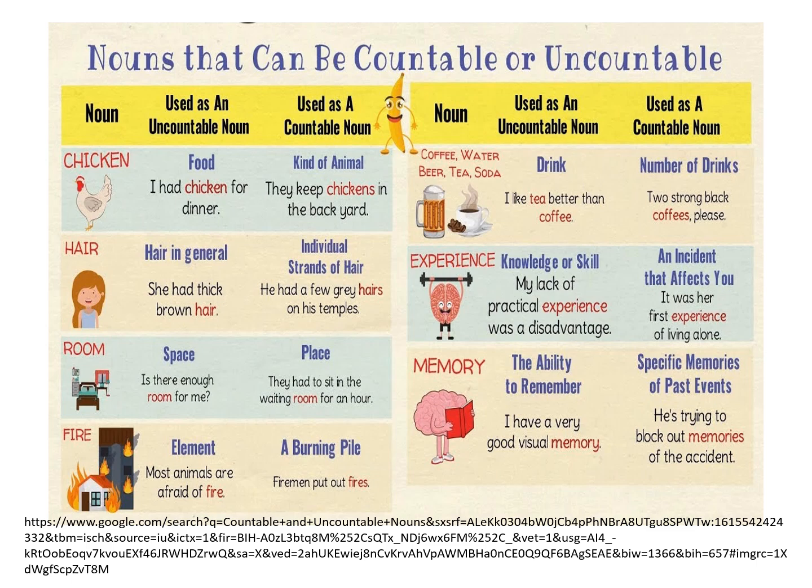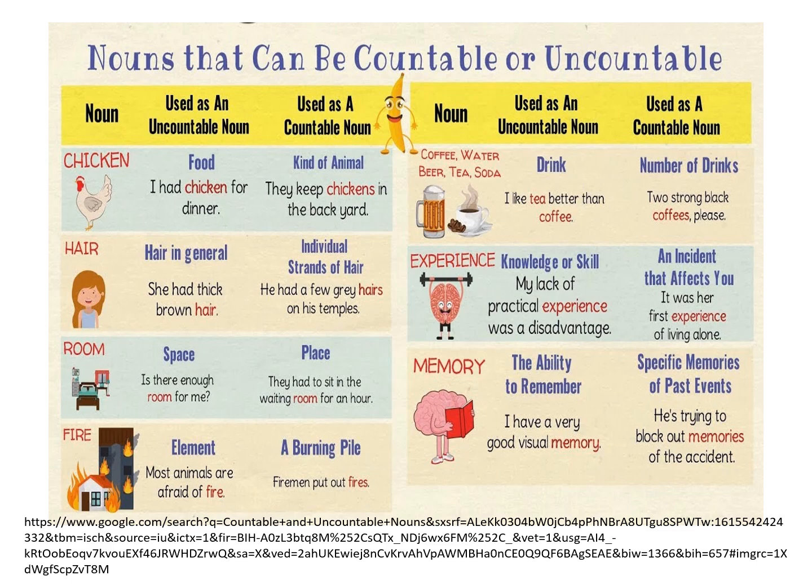What about drink? I like tea better than coffee. Number of drinks: two strong black coffees, please. So, according to the use of the noun, you have to consider countable and uncountable rules. So you have to be aware of using suitable nouns, suitable words, keywords with the suitable context.